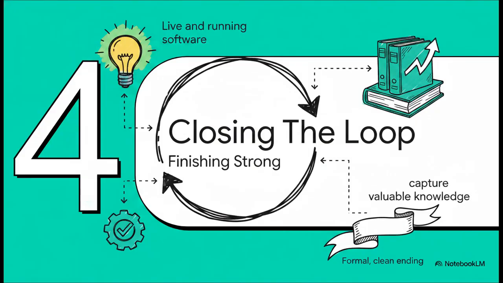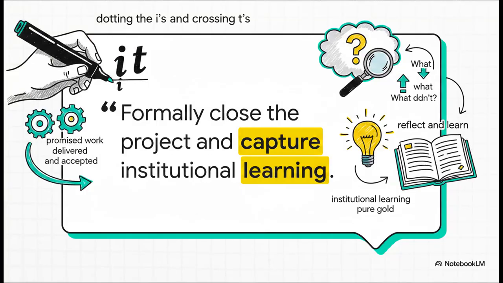So the app is out in the wild, it's running, it's doing its thing, but the project that created it, that's not quite done yet. This next phase is all about a formal, clean ending that helps the whole organization get smarter for next time. This phase is all about dotting the I's and crossing the T's. It's about formally verifying that, yep, we delivered everything we promised. But the real gold here is the chance to learn what went right, what went wrong. Capturing that knowledge is incredibly valuable.